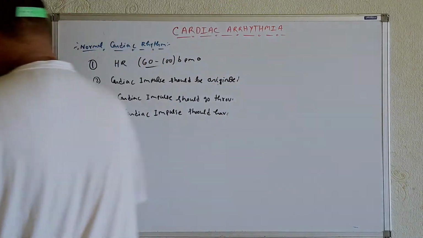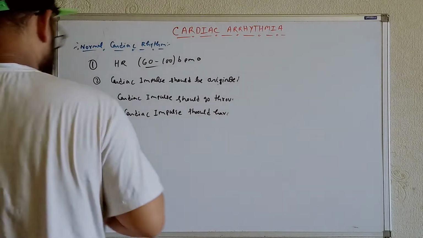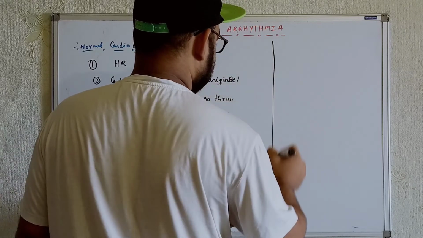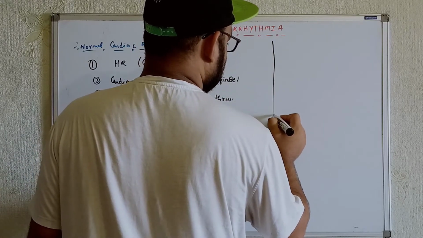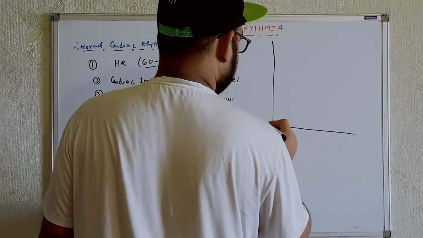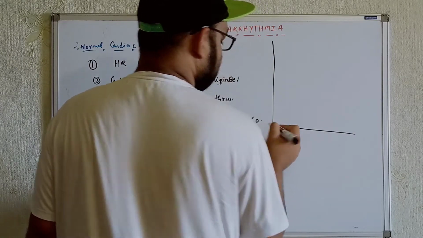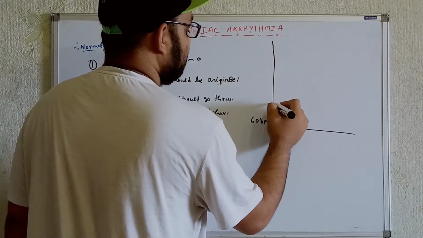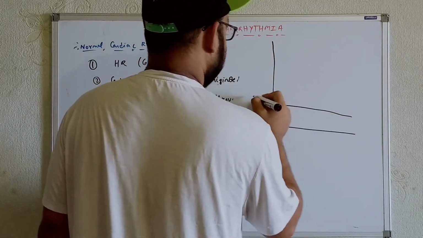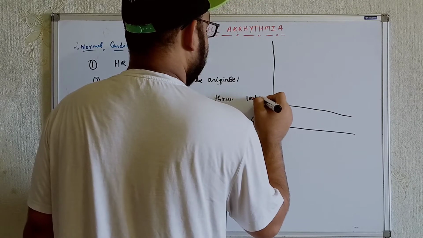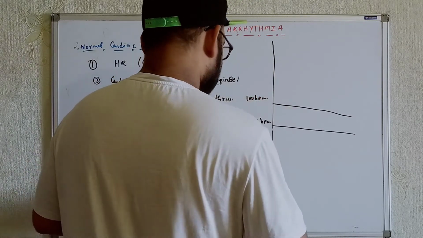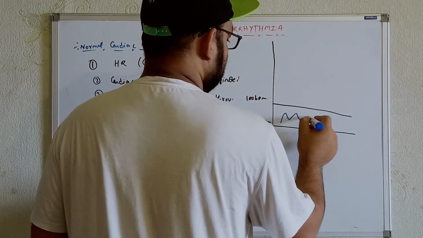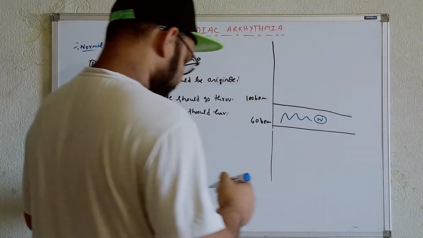Now, let's consider this part. I have said it should be in between 60 to 100. So I'm just taking this as 60 beats per minute, and I'm considering this the 100 beats per minute. Whenever we get the beat in between these two, whenever it lies in between these two, that will be regarded as normal.